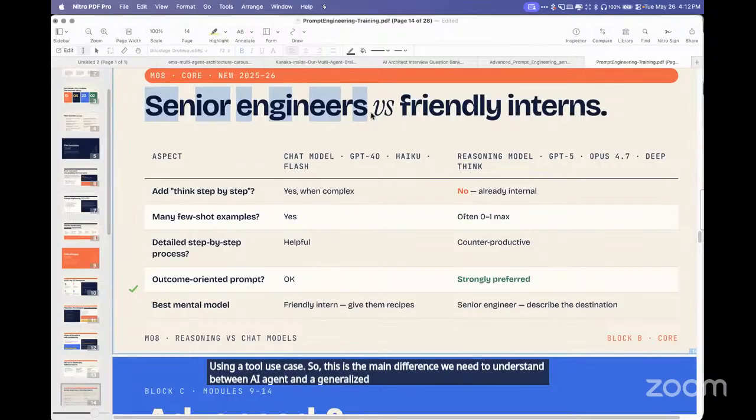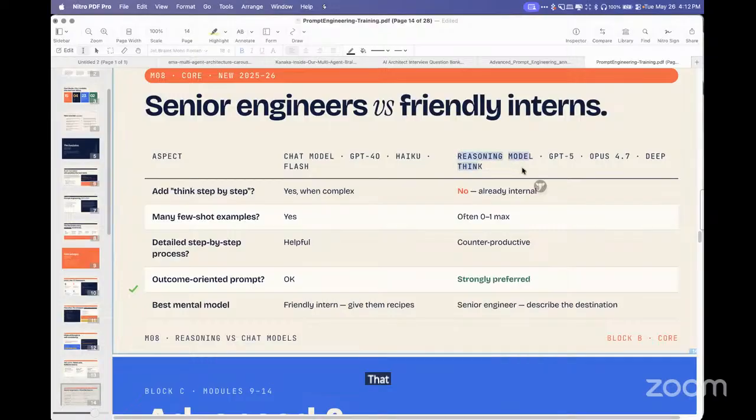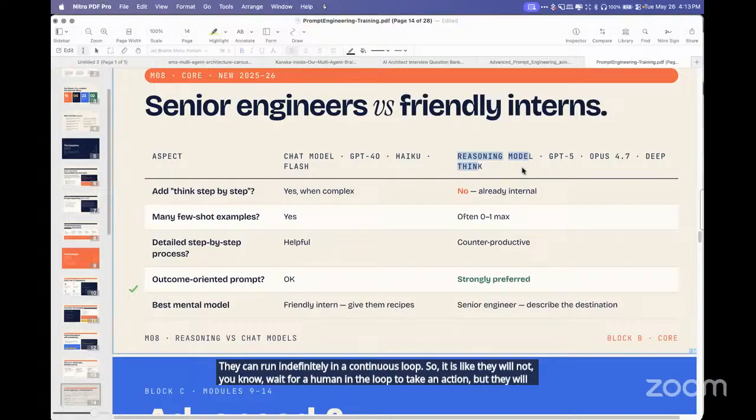So these new 2026 models will always be tuned for agentic use. That means they can act on their own, and they can run indefinitely in a continuous loop. So it is like they will not wait for a human in the loop to take an action, but they will always take their own decisions. And that's why in 2026 everybody is talking about agentic programs.